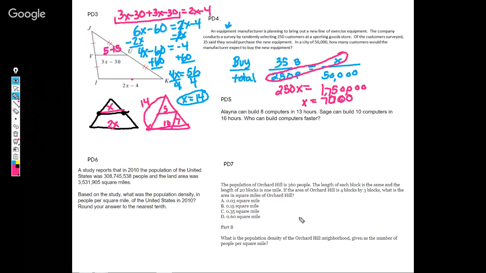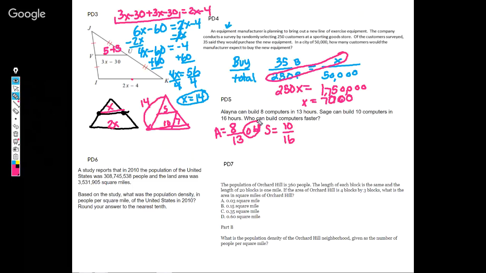Alania can build 8 computers in 13 hours. So that 8 is kind of like 8 computers per hour. So I've got 8 over 13. That's what Alania can do. Sage can build 10 computers in 16 hours. So again, all we're doing is converting decimals. I've got 8 divided by 13. That gives me 0.61.